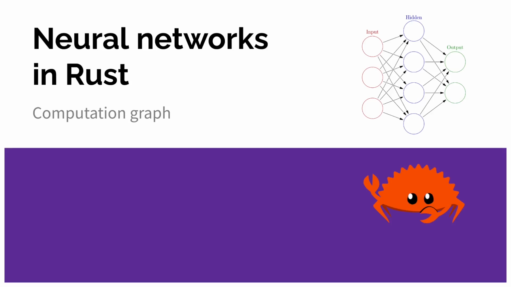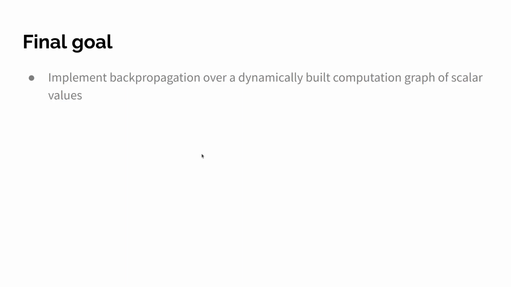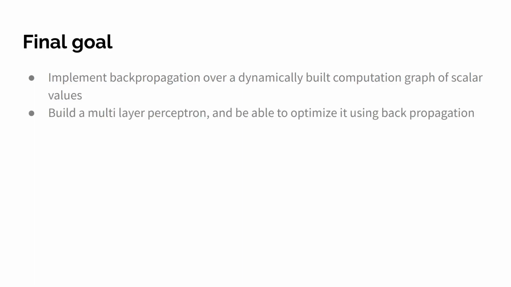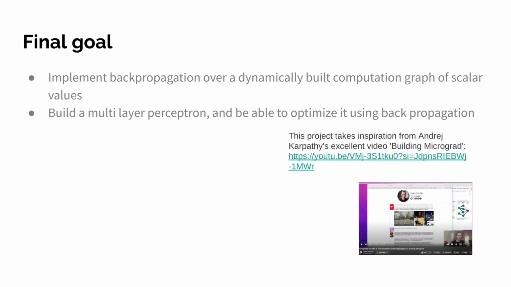My name is Eric, and in this series, we are going to build a mini machine learning framework from scratch. Our final goal is to implement backpropagation over a dynamically built computation graph of scalar values. On top of that, we will build a multi-layer perceptron and be able to optimize it using backpropagation. This project takes inspiration from Andrej Karpathy's micrograd project, but we will be using the Rust programming language. When completed, it will be about a few hundred lines of code.